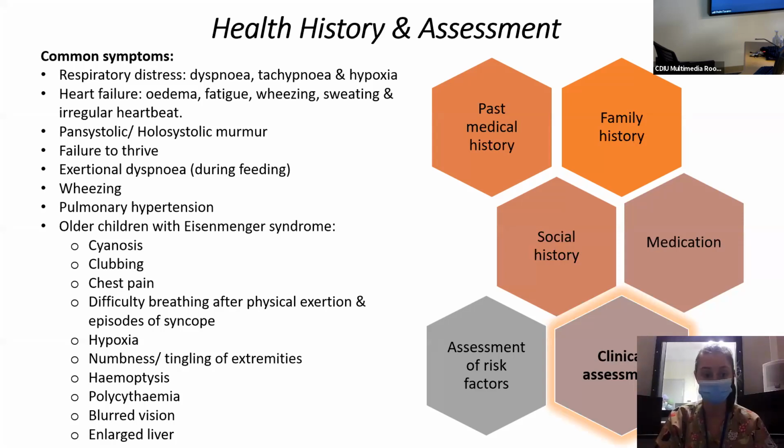Continuing with the symptoms that you would note would be failure to thrive with developmental delay and exertional dyspnea. And in cases of older children with Eisenmenger syndrome, cyanosis, clubbing, chest pain, difficulty breathing after physical exertion, and episodes of syncope, hypoxia, numbness and tingling of extremities, polycythemia, blurred vision, and enlarged liver are also common.